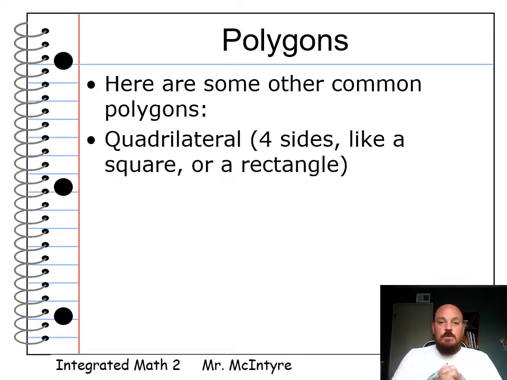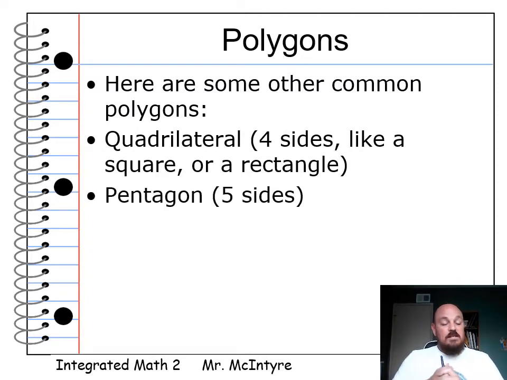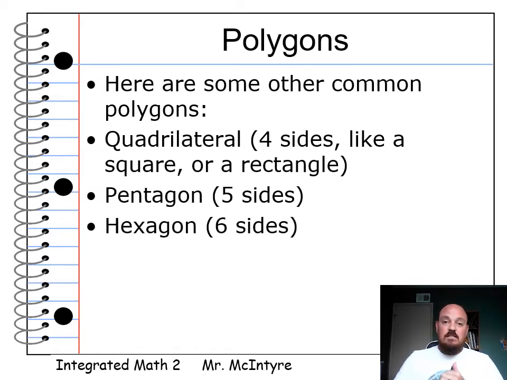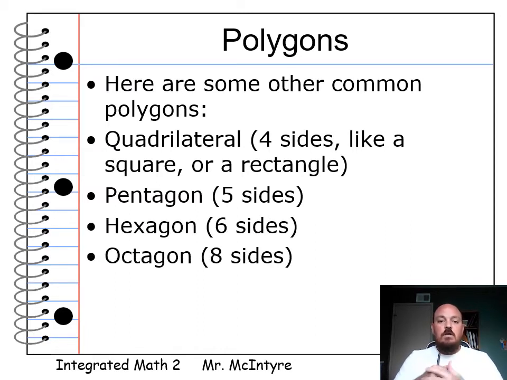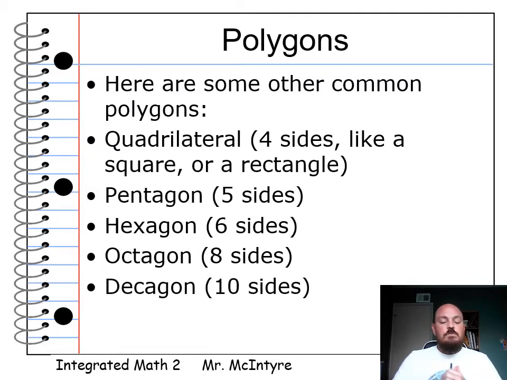So here are some common ones. A quadrilateral means 4 sides. Any polygon with 4 sides. The most common ones are a square and a rectangle, but it doesn't have to be either of those. It's any shape that has 4 sides. Pentagon means 5 sides. Hexagon means 6 sides. Octagon is 8. Decagon is 10. Those are the most common ones.